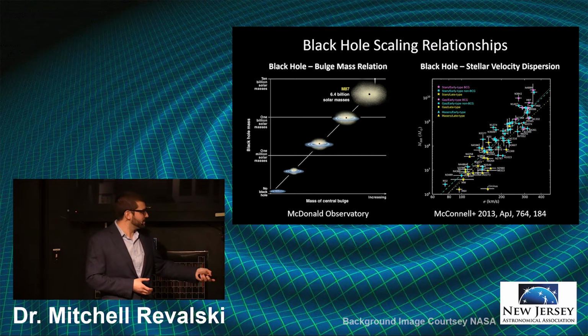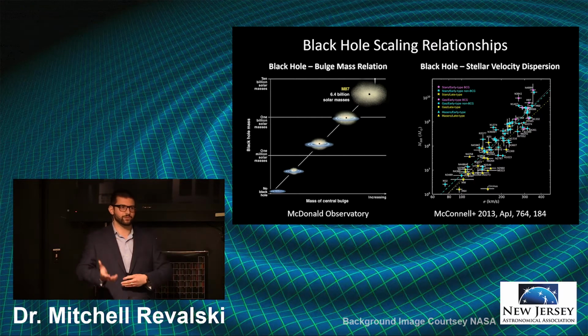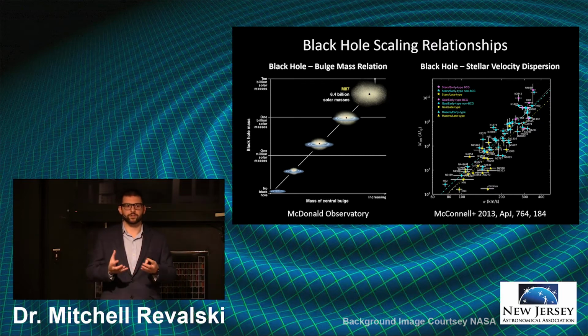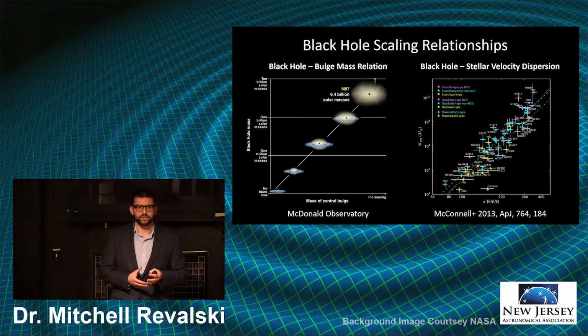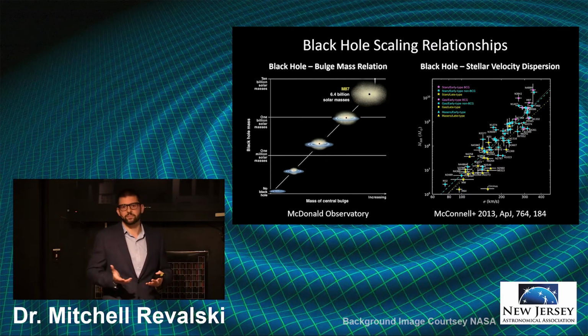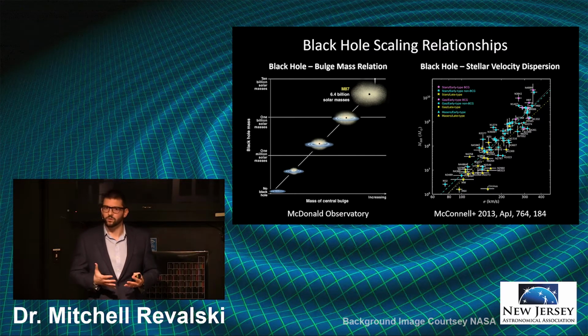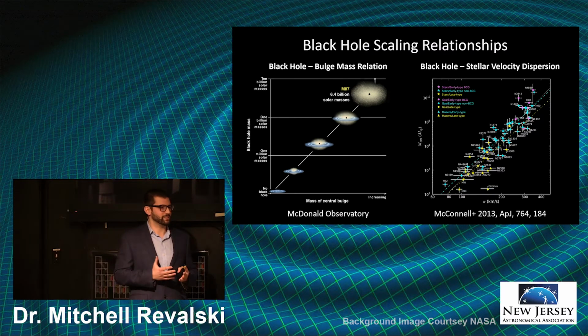And this is something very similar. It's just looking at the velocity of those stars. What we see is that galaxies that have a larger bulge also have a larger supermassive black hole. Now, as a first guess, you might say, well, that makes sense, right? Bigger galaxy, bigger black hole. But there's no necessity for it to be that way.